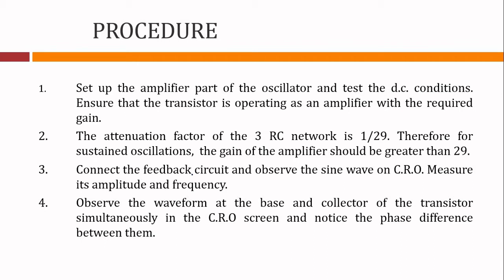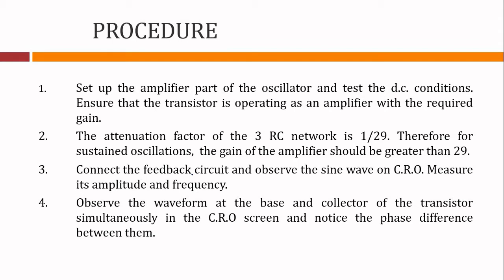So you take this test signal from the function generator and observe the output on the CRO. That will make sure that this transistor as a standalone circuit is amplifying the signal, and then the output of which has to be connected to the RC network. The attenuation factor of the RC network is 1/29. That means we have to have an amplifier with a gain greater than 29.